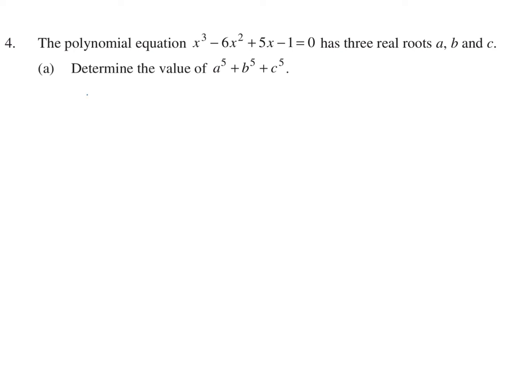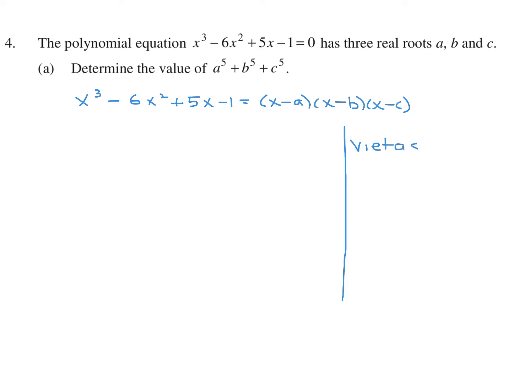If this is true, that means that x to the power of 3 minus 6x squared plus 5x minus 1 can be written as (x minus a)(x minus b)(x minus c), since those are the roots. Now, for this question, we will need to use Vieta's formulas, and in particular, its rules.